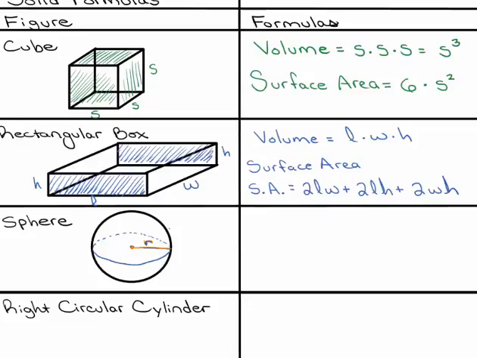How do we find the volume of a sphere? Volume of a sphere is just going to be 4/3 times pi times r cubed. And that's going to be measured in cubic units.